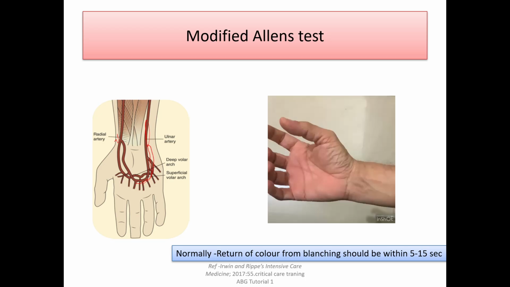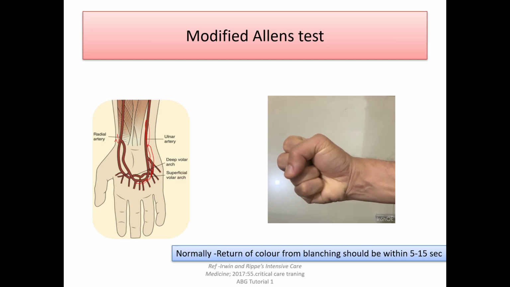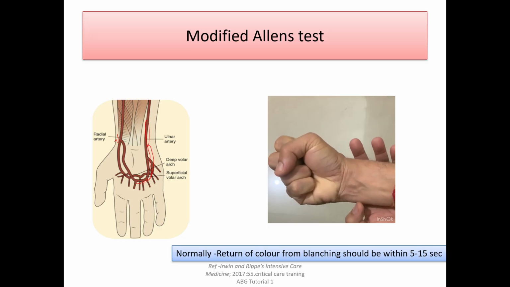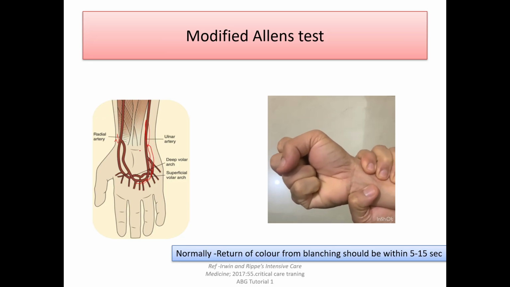In the modified Allen's test, the normal blanching time is 5 to 15 seconds. This is an illustration taken from Irwin and Rippe's standard textbook of critical care. Let's see what the modified Allen's test is. Make the fist of the patient's hand. So you make a fist. The second step is to obstruct the radial and the ulnar artery of the patient simultaneously. So both are blocked.